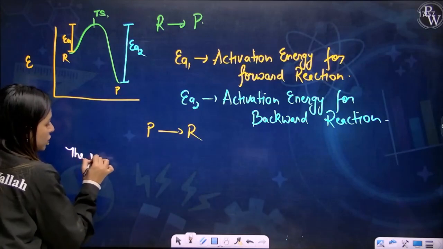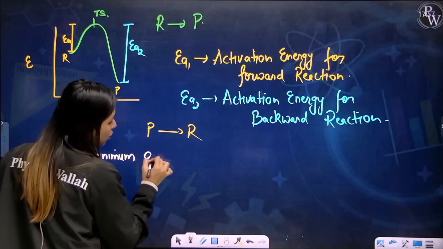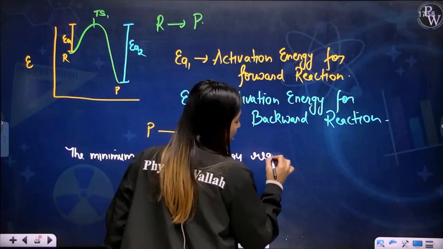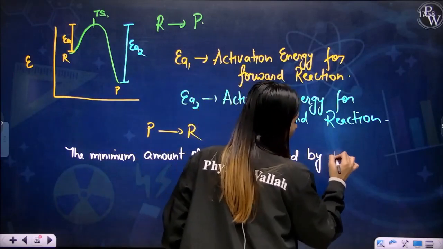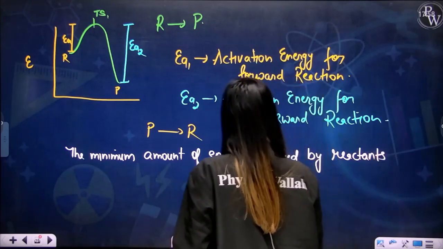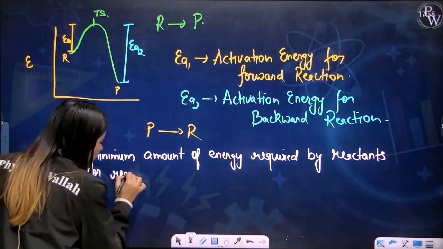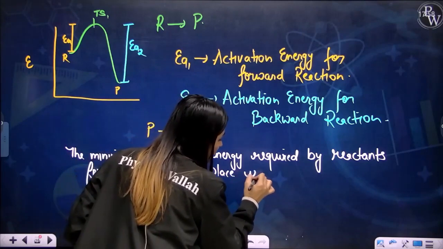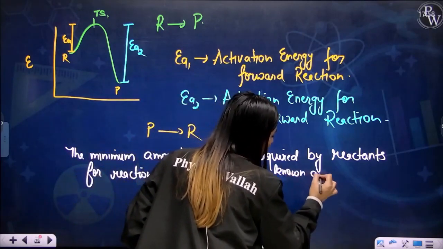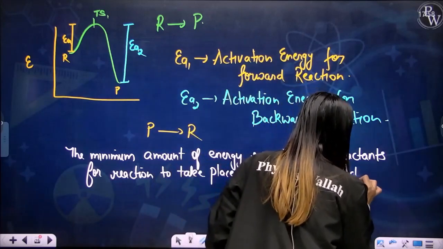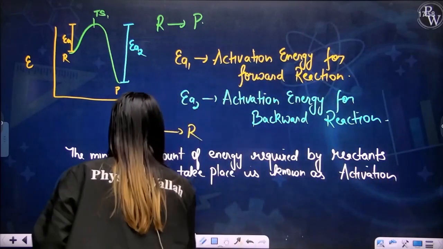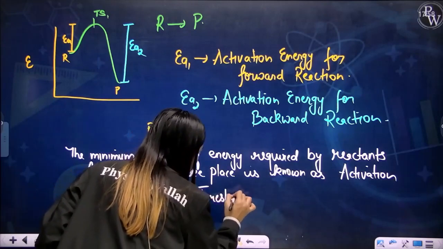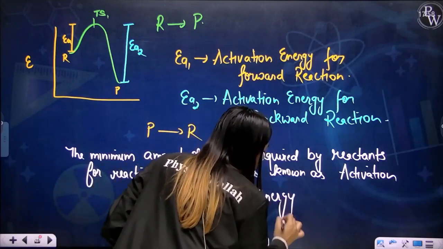The minimum amount of energy required by the reactants for a reaction to take place is known as activation energy or the threshold energy. Okay. I hope you're clear with this.